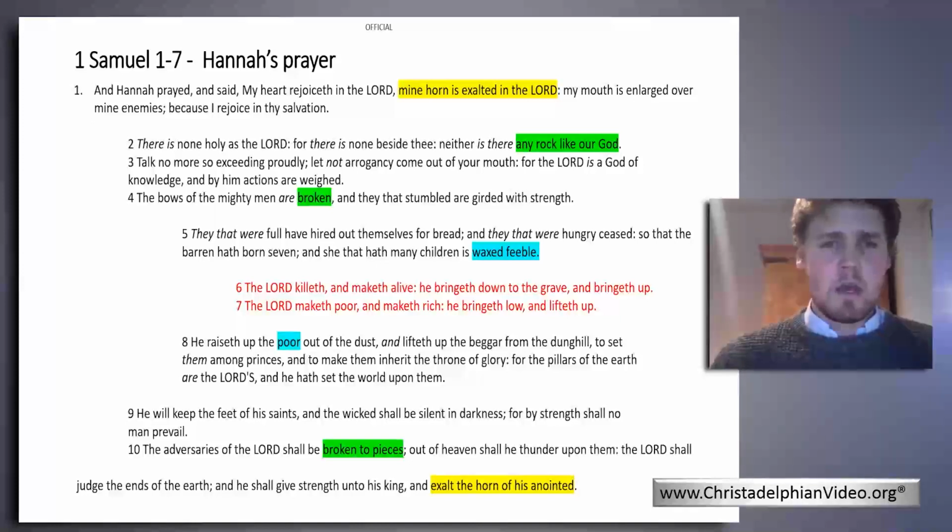And we can see that it compares with verse 10, where it talks about the adversaries of Yahweh shall be broken to pieces. Out of heaven shall he thunder upon them. But in verse 9, God will keep the feet of his saints. He's this source of stability and strength. And then when we go in kind of a notch, as it were, or a verse, in verses 5 and verse 8, we can see that a particular aspect is brought out, that God is helping those that cannot help themselves, that he helps those that are feeble or those that are poor.